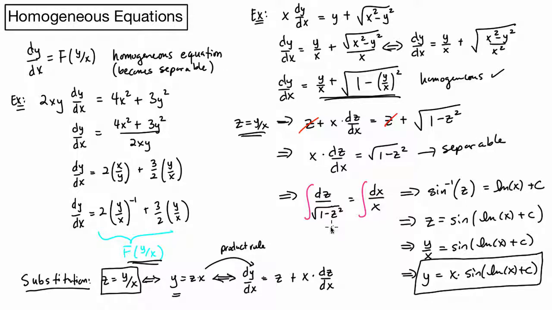We separate out the z's from the x's, and once we do that, we will solve for hopefully an explicit solution, but it might be an implicit solution, for the dependent variable, which in this case for the original problem was y.